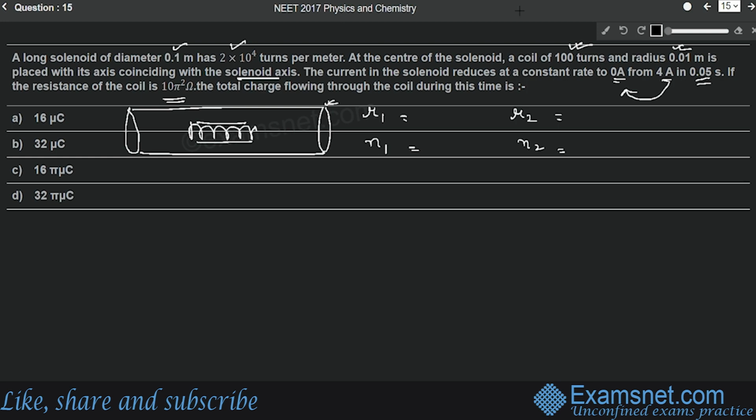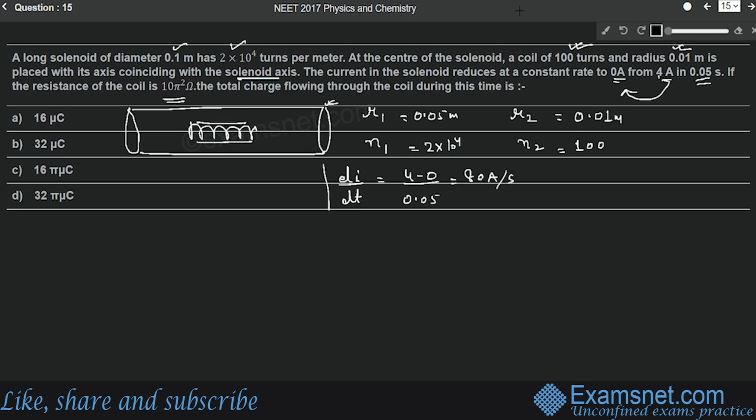For the bigger one, in the first sentence of this question it is written that the long solenoid has diameter 0.1 meter, so its radius will be 0.1 by 2, that is 0.05 meter. Okay, and the number of turns, that is N1, will be 2 into 10 to the power 4. Now for the smaller coil, the radius is given as 0.01 meter and number of turns is given as 100. What else is given? It is given that the current changes from 4 ampere to 0 ampere in 0.05 seconds. So di by dt, that is rate of change of current, will be equal to (4 minus 0) by 0.05 second. So here we'll get 80 ampere per second.